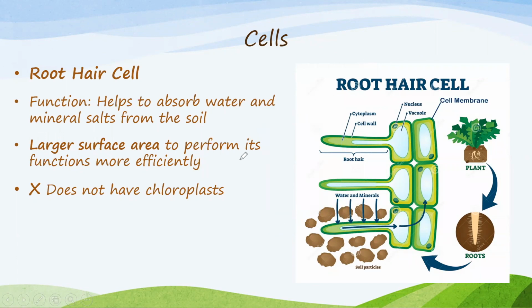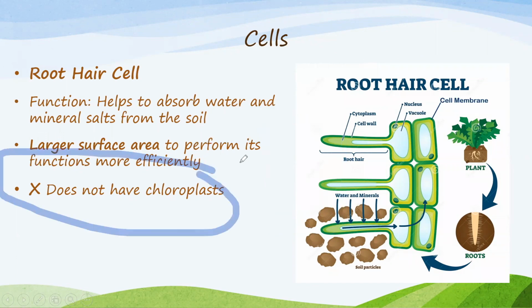Another thing about the root hair cell is that it does not have chloroplast. It has been adapted to not have chloroplast. Why? Because since it is located underground, it is located in the soil, it does not see the light of the day. It is not exposed to sunlight. It does not have access to light energy, a light source for it to photosynthesize. And it has other functions. The function is not to conduct photosynthesis. So it has been adapted to not have chloroplast.